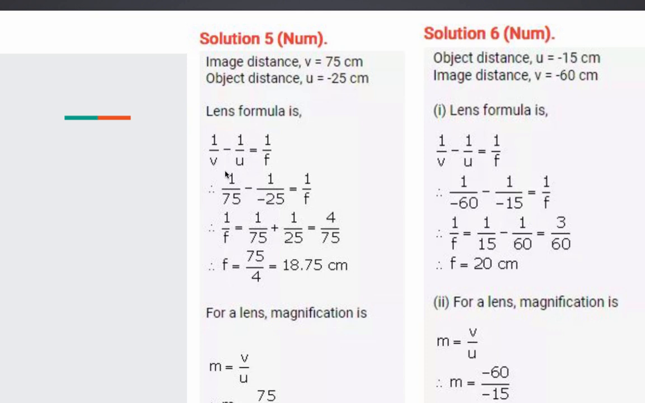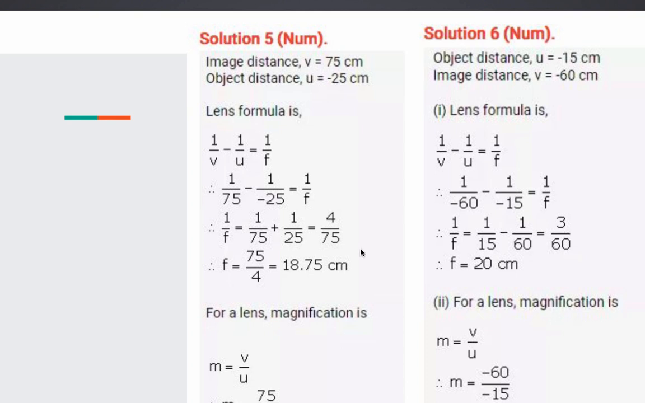Apply the lens formula. 1 upon F equals, again I repeat, 1 by V minus 1 by U. V as it is 75, U is minus so it will become plus. 75 is the LCM, 25, 3 is up. So 1 plus 3, that is 4, 4 upon 75. Find out the value of F, take reciprocal, it comes out 18.75 centimeter. The sign will be positive, which is coming correct here.